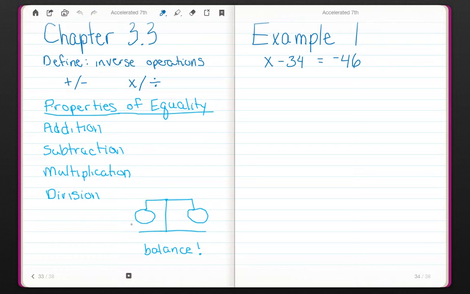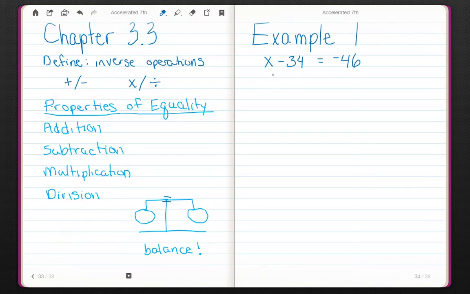So think of it like a balance. If I put 4 grapes in this side of the balance, in order to keep the equation balanced or equal, I have to put 4 grapes in this side. If I take out those grapes, whatever I take out from one side of the equation, I have to take out from the other in order to keep the equation balanced. It must always be balanced. So let's see how that applies to example 1.